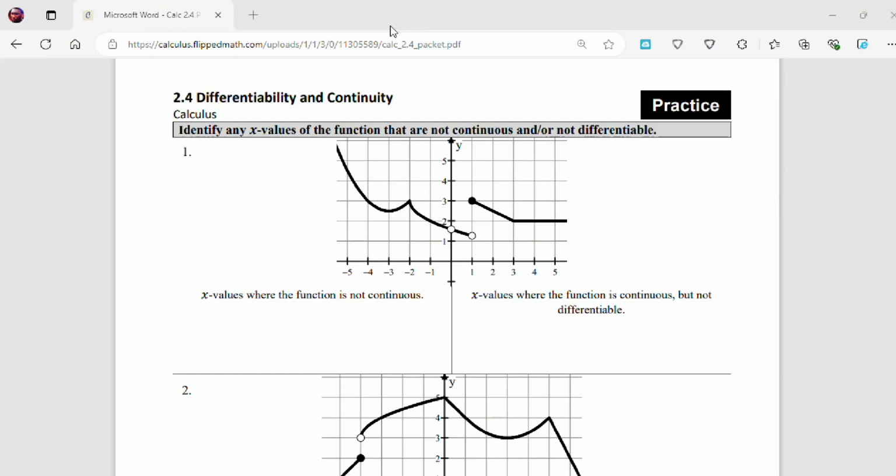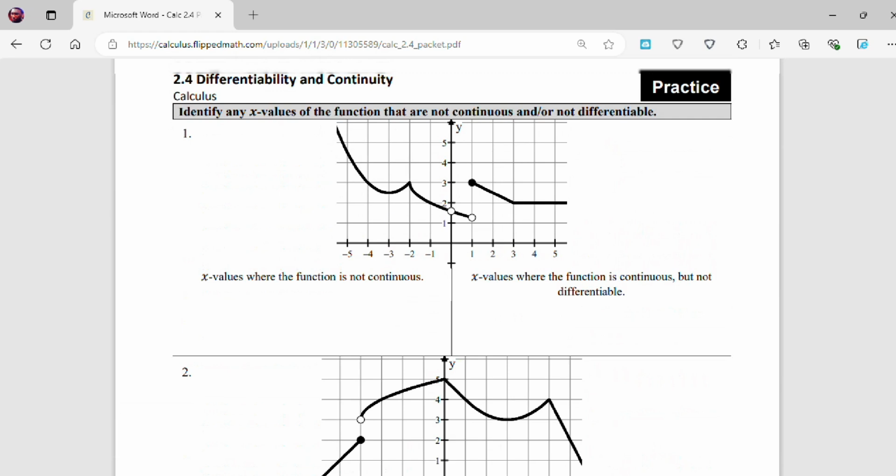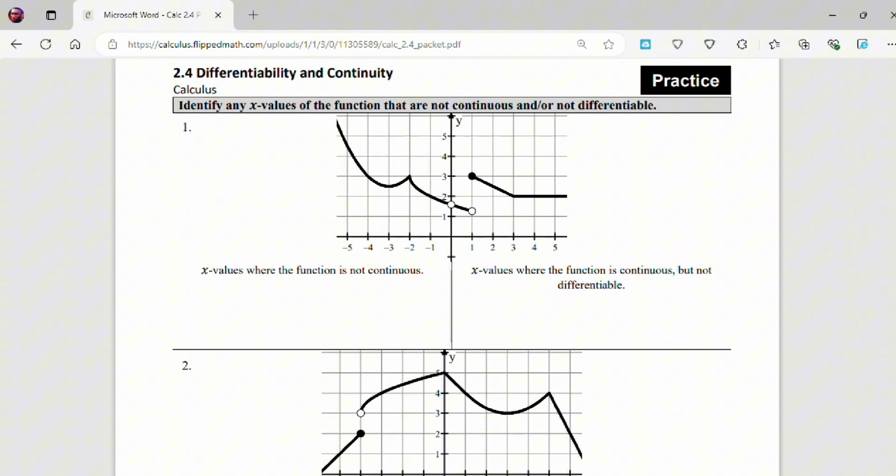This is 2.4 of differentiability and continuity. This is a practice, and I'll be going over questions 1 through 7. Not too many questions today, and we have a topic that is pretty straightforward, and we're just building up on something that we already knew before, and now we're just going to add a new element.